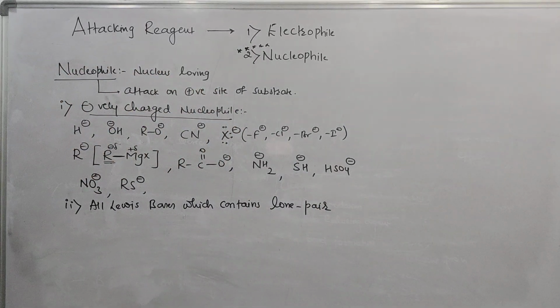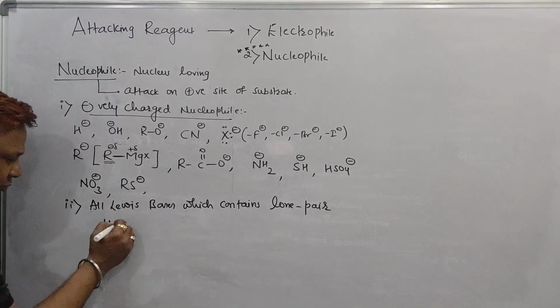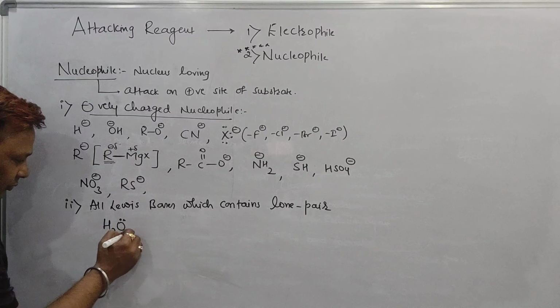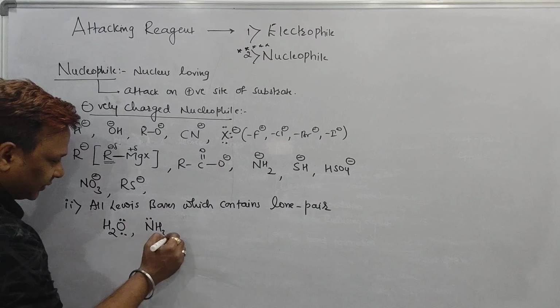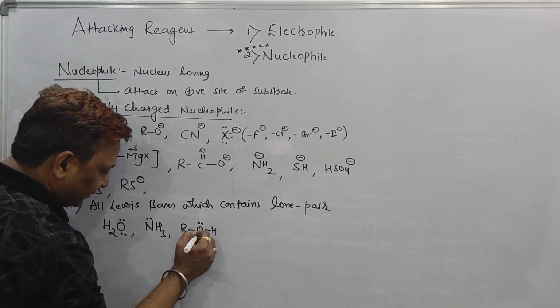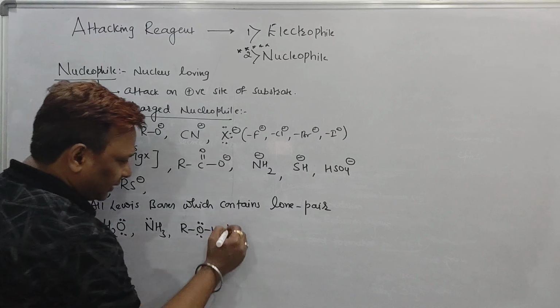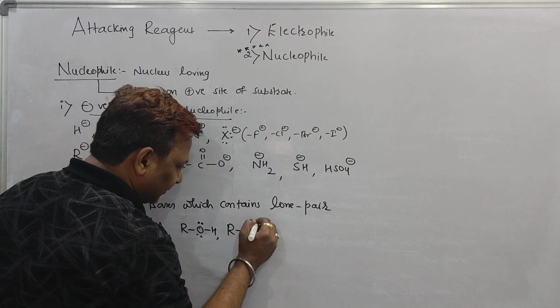Examples are water molecule, alcohol, ether, ammonia, primary amine. Water molecule H2O, oxygen having 2 lone pairs. Ammonia, nitrogen having 1 lone pair. Alcohol, ROH, still oxygen having a lone pair. Primary amine RNH2, still nitrogen having a lone pair.